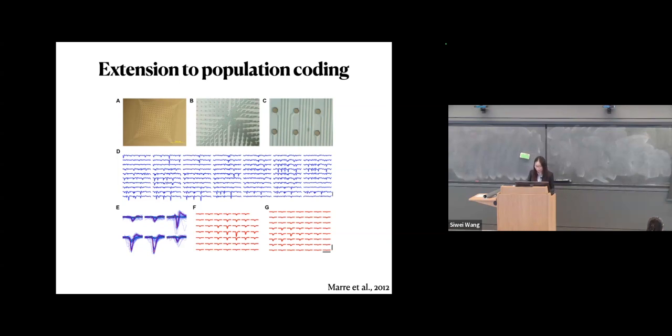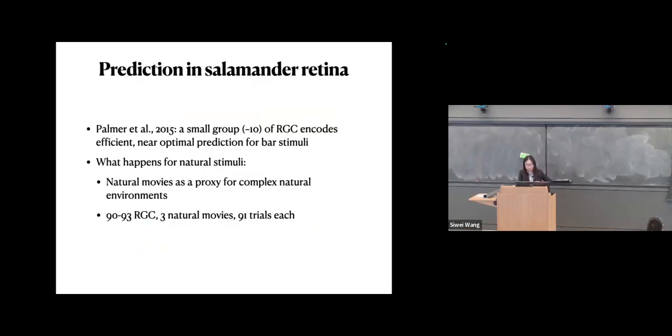So this is the next one I'm going to show you: population prediction in the salamander retina. The first work showing prediction in the salamander retina demonstrated that a small group of retinal ganglion cells encodes efficient, near-optimal prediction of bar stimuli. The bar stimuli means we are able to control the dynamics as an overdamped oscillator, so we can write down in closed form what the predictive components are.